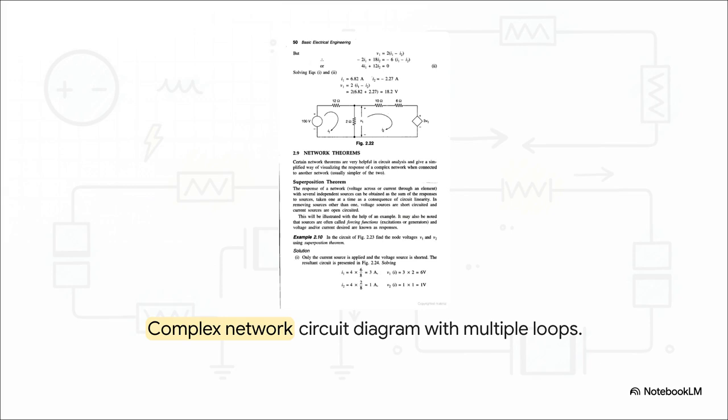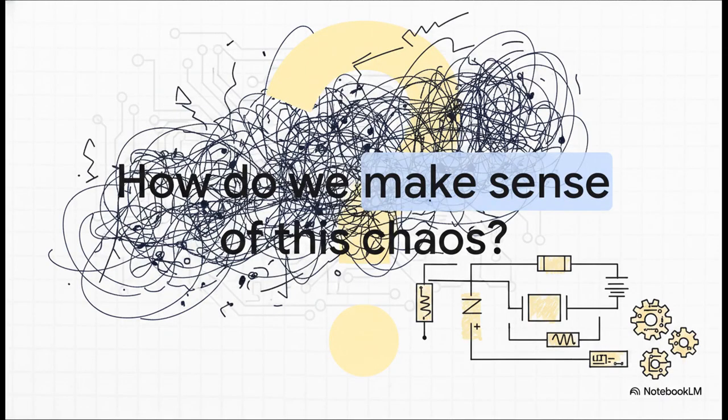When you open a formal electrical engineering textbook for the very first time and you see a dense network circuit diagram like this, the ones with multiple loops, independent voltage sources, dependent sources, resistors everywhere, it is completely normal to feel a wave of overwhelm. Your brain sees this tangled web of lines and symbols and it instantly thinks, there is no way, this is way too complex, where do I even begin? I want to validate that feeling for a second. It does look chaotic, but remember, literally every complex structure in the world is just a combination of very simple, understandable pieces. So how do we actually make sense of this chaos?